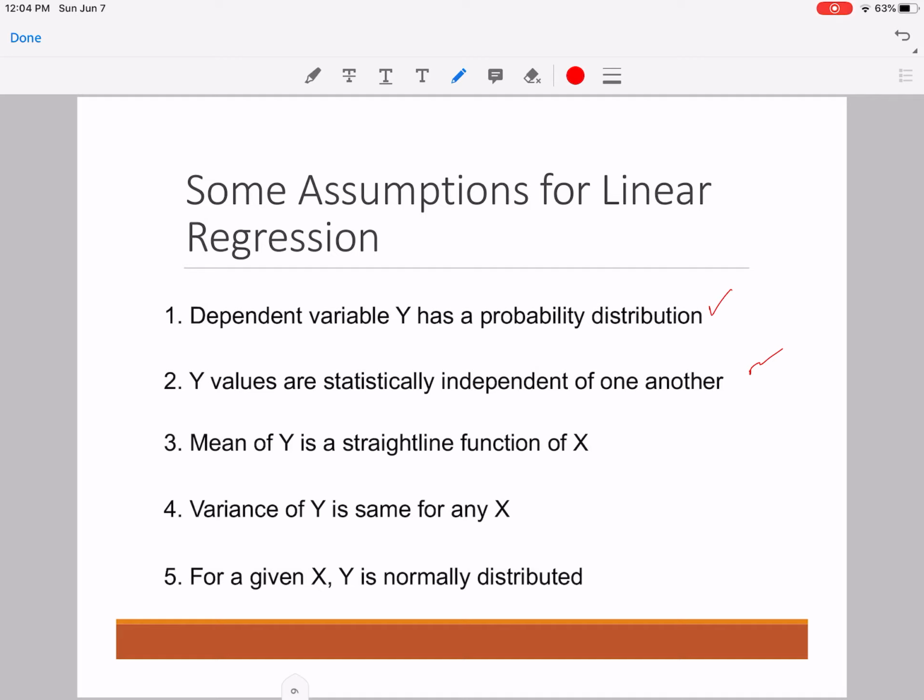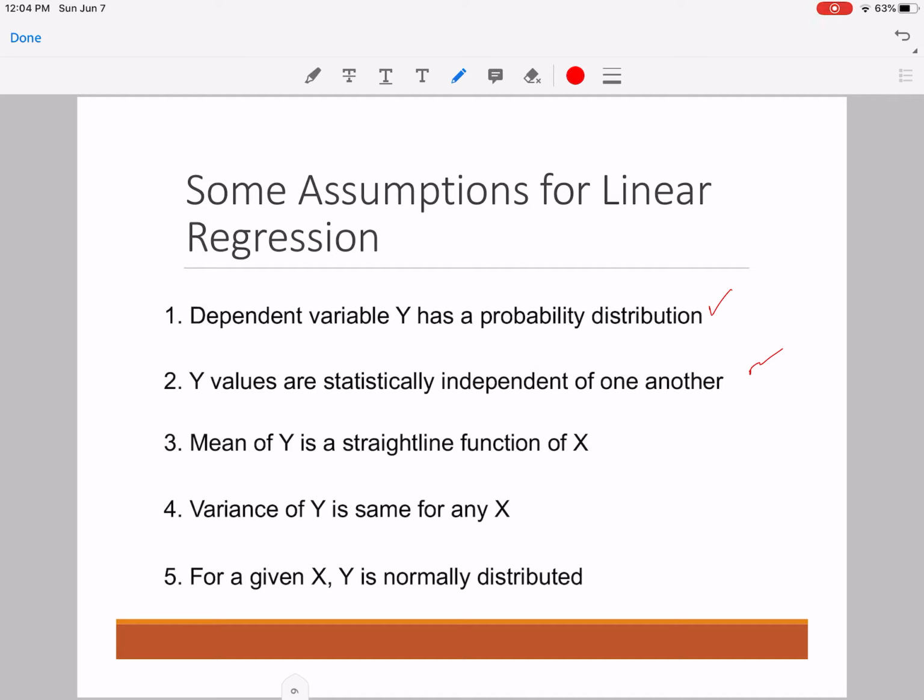If this assumption is extremely not valid, then you may want to resort to some other statistical techniques. If it is a reasonable assumption, if you have a gut feeling that it's okay to assume that y values are statistically independent of the other, then by all means go ahead and perform regression analysis. It's a very robust method.